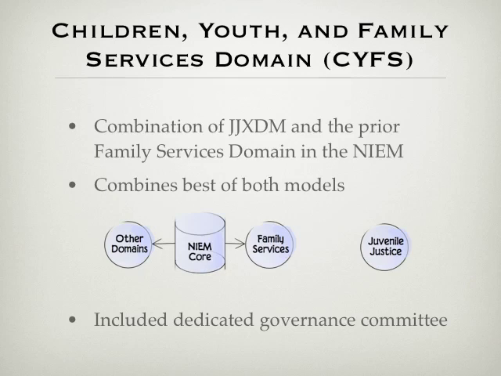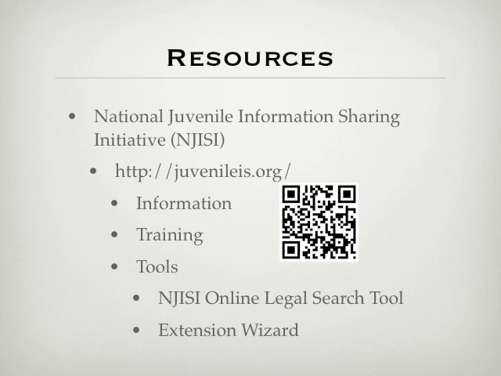So what we did was we combined juvenile justice with family services, and that created the CYFS domain, CYFS, for children, youth, and family services. And so now that's a brand spanking new domain for the NIEM, combining everything from juvenile justice and everything from the existing family services domain. This new domain contains all that information from the 2 previous models, but it also includes a dedicated governance committee that meets regularly to help continue development of this particular domain. Don't think of the domain as being just a bunch of tags, a bunch of data, a bunch of computer information. It's also a bunch of people dedicated to improving and continuing to evolve the domain and the NIEM as a whole.